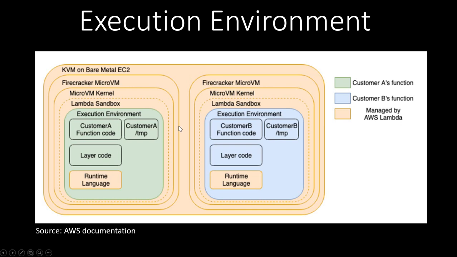This is a diagram which I have taken from AWS documentation, which delves more into the detail of the execution environment. Here we can see inside the micro VM we have this Lambda execution environment. This is for customer A account and this is for customer B account. A single execution environment may be reused by subsequent function invocations. This improves performance since it reduces the time taken to prepare the environment.